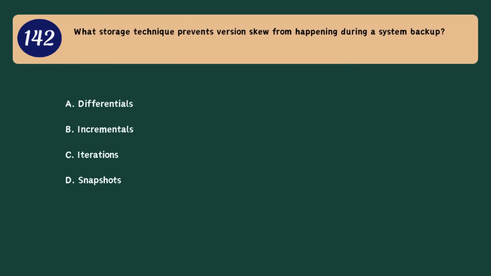Question 142. What storage technique prevents version skew from happening during a system backup? A. Differentials. B. Incrementals. C. Iterations. D. Snapshots.